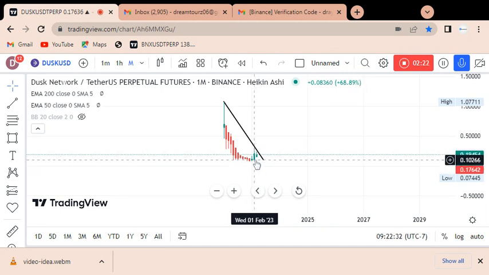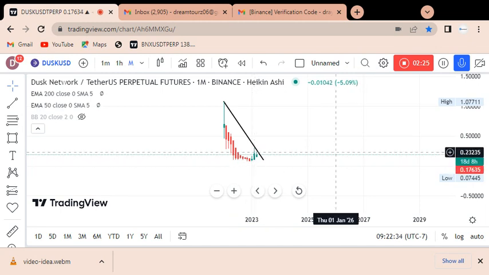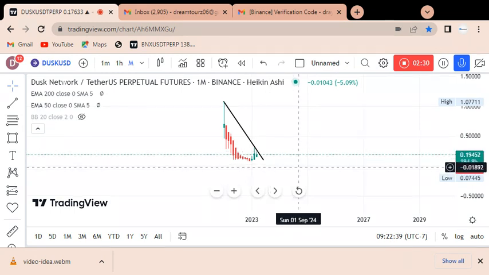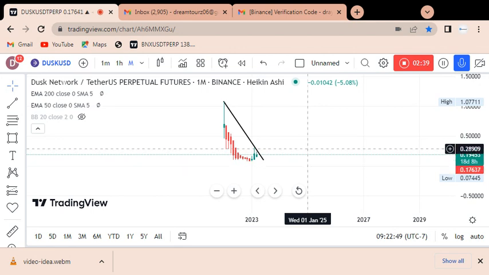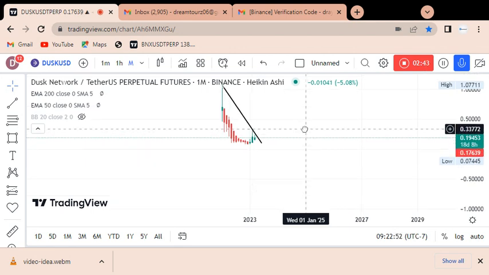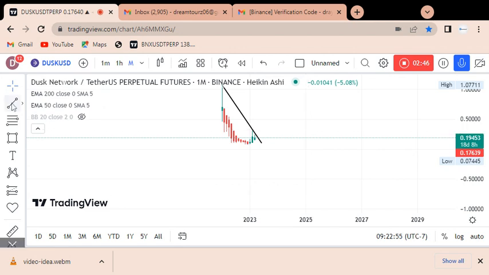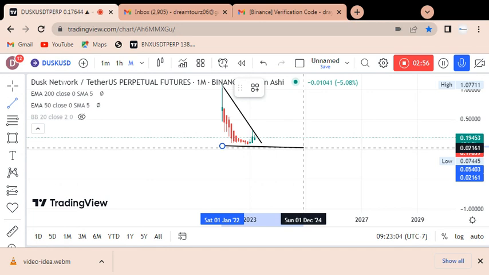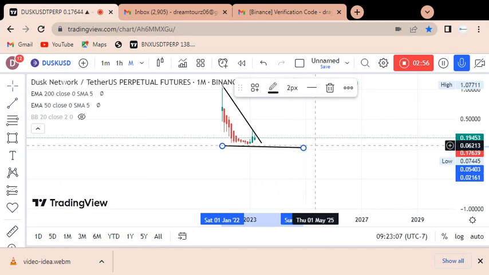Right now we don't know if price will respect this trend line or not. We don't know yet. But what we know right now is that we are still in a clear downtrend. So now, what is our resistance on the monthly time frame? Let me draw a resistance line. This is our resistance line. I have to make sure it's straight on the monthly time frame. The overall resistance.